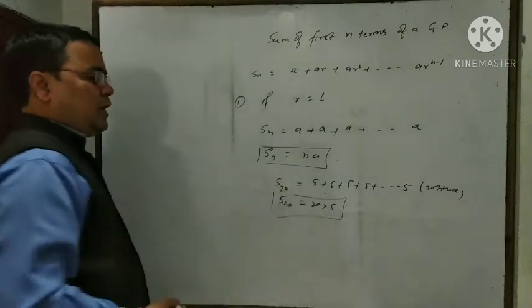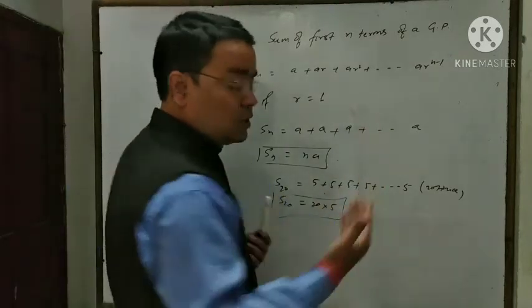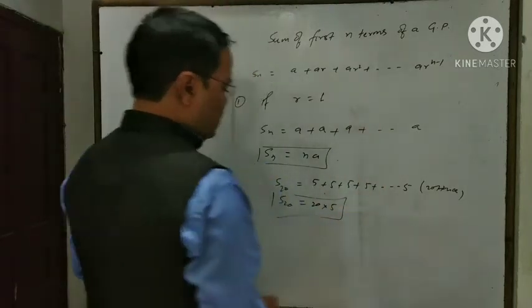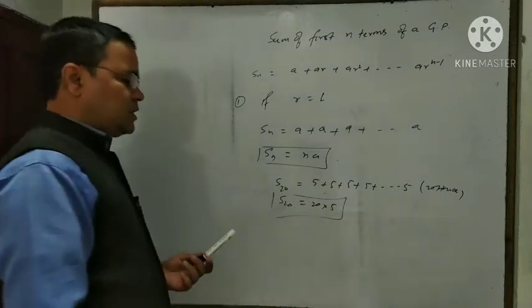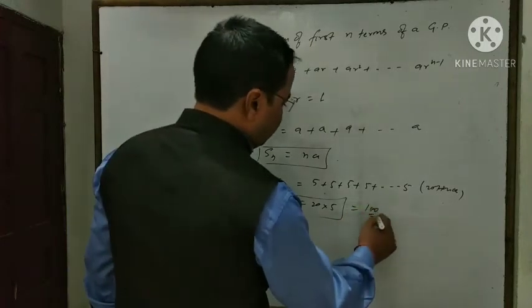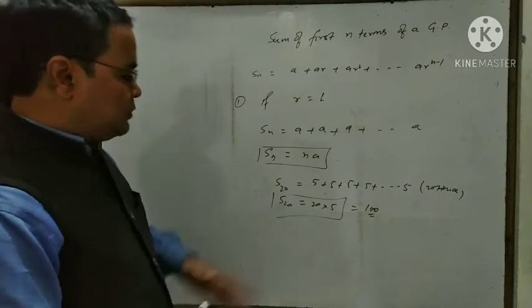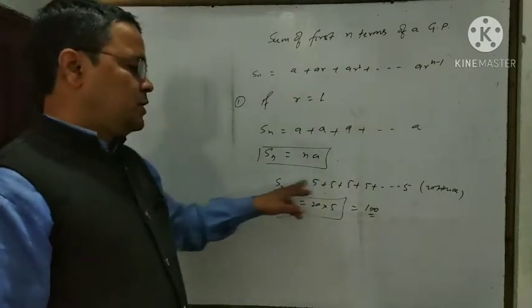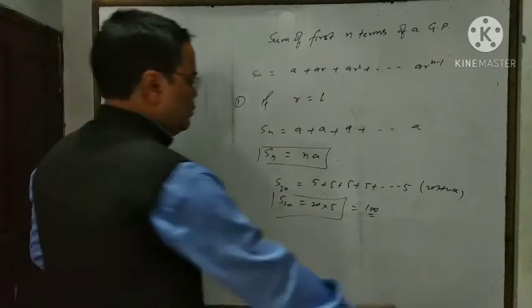According to this formula, Sn is equal to n into a, where n is the total number of terms. Here, since the total number of terms is 20, using this formula Sn is equal to na, it will be S20 is equal to 20 into 5, that will be 100. It will be the sum of the first 20 terms of this geometric series where the common ratio is 1. Getting?